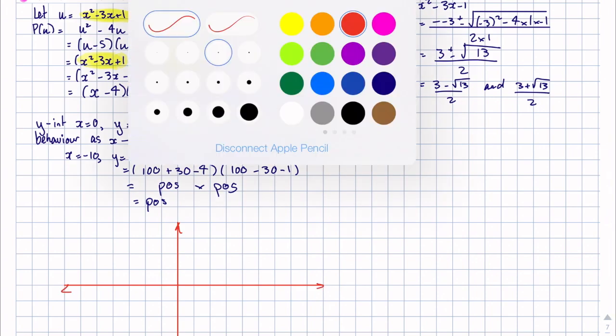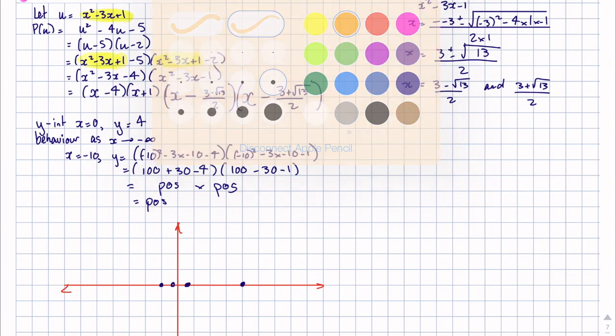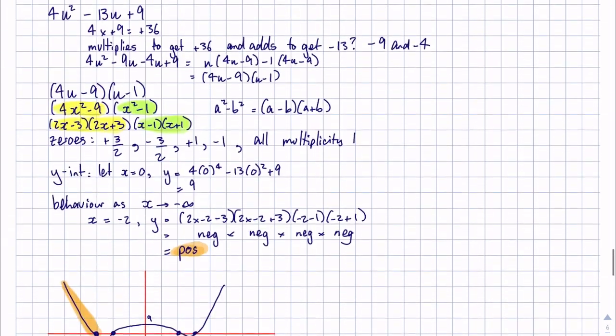Not going to do these accurately because I don't know what 3 take root 13 over 2 is. But I've got positive 4, negative 1, well, root 13 between 3 and 4. I'm just going to pretend it's there, and I'm starting off positive. So it's going to go like that, or something. That's question 8.